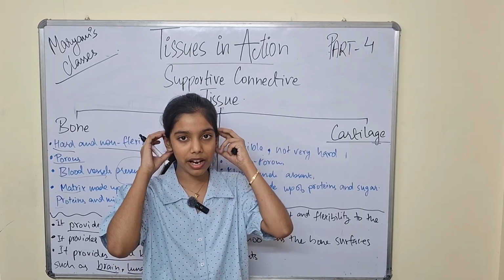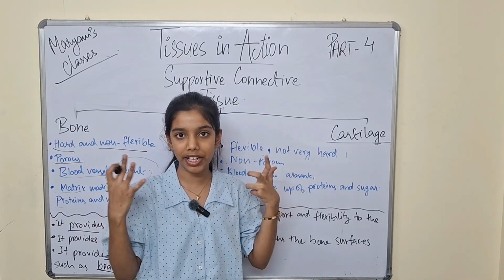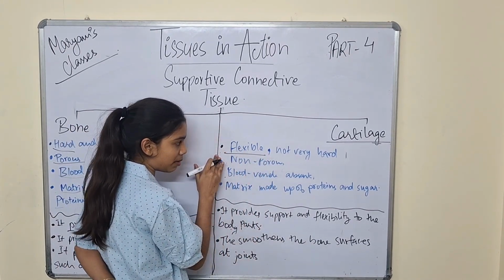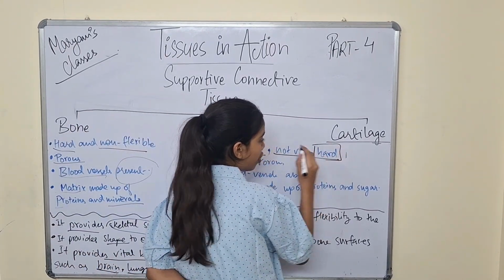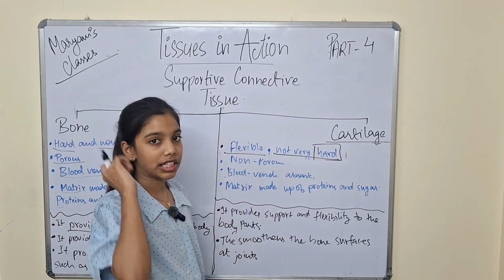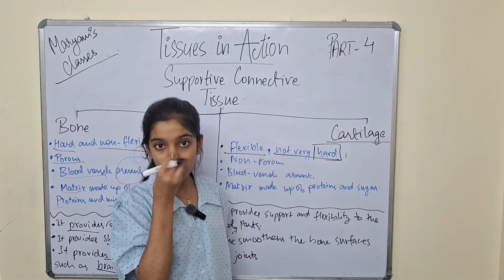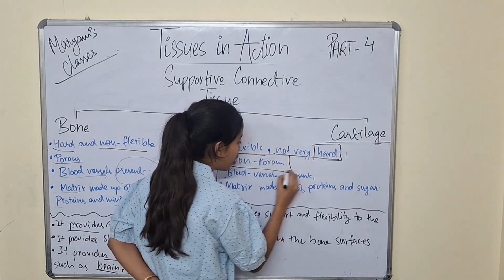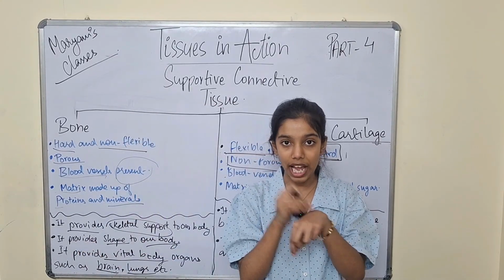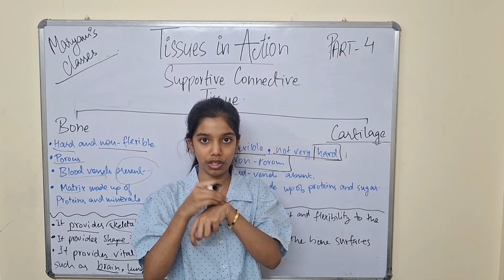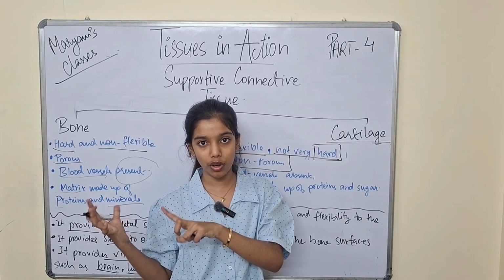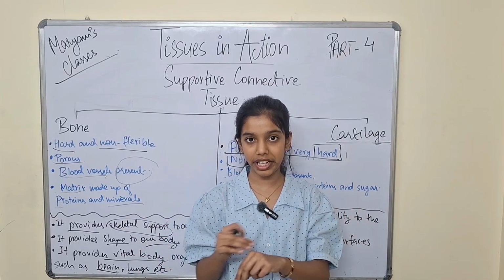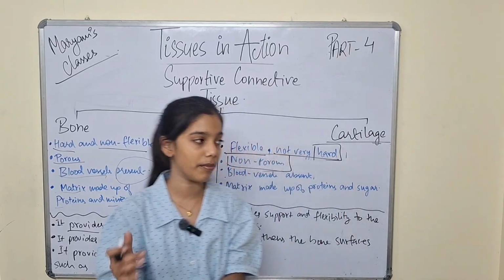So this is a difference by which we can just touch and find out the differences. Cartilage is flexible and not very hard. It can move, like the tip of the nose, which is also made up of cartilage. It is non-porous, which means it does not contain any holes or pores. Bones have pores and holes on their surface, but cartilage does not.